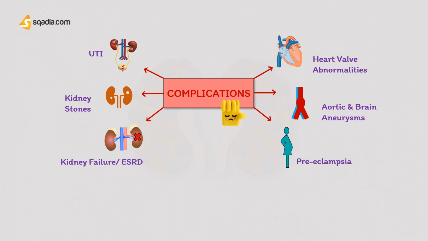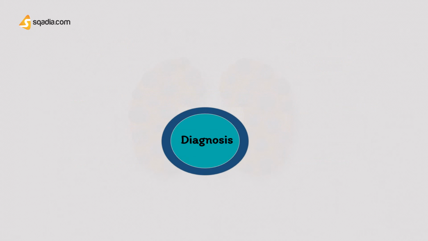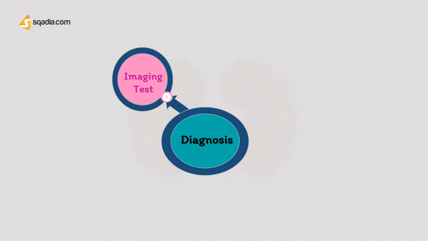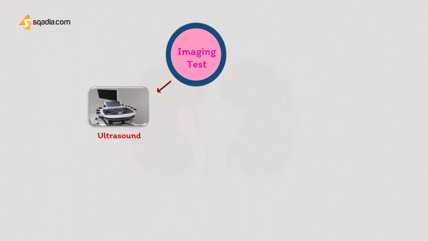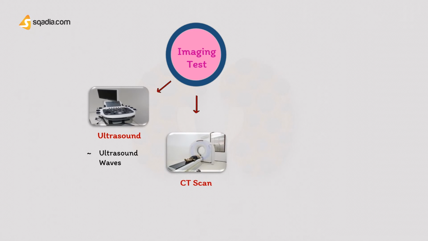Now we will discuss about the diagnosis of polycystic kidney disease. We have two categories in this case. First one is imaging tests and the second one is genetic test. Imaging tests are performed to search visuals of cysts in three ways. First one is ultrasound imaging, which involves the use of ultrasound waves. Second is abdominal CT scan.